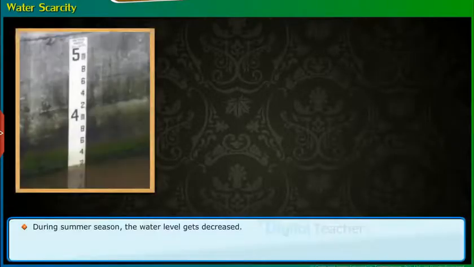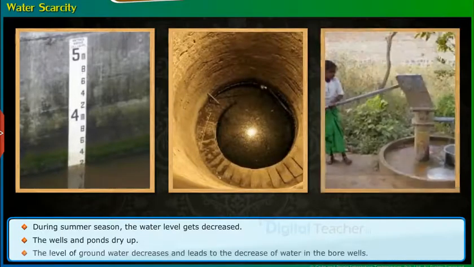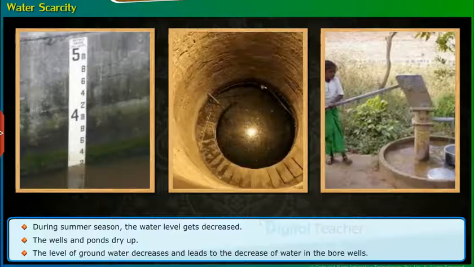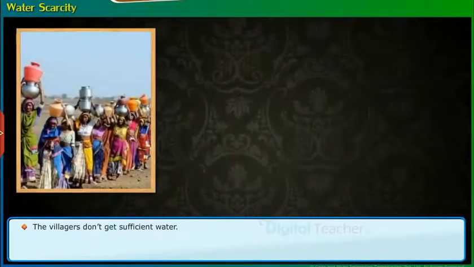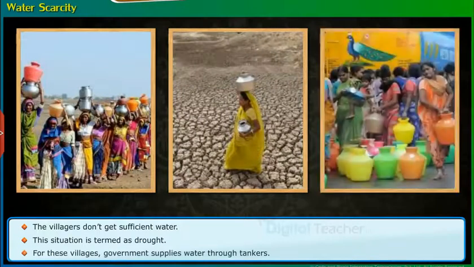Let us know the reason of water scarcity. During summer season, the water levels get decreased. The wells and ponds dry up. The level of groundwater decreases and leads to the decrease of water in the bore wells. The villagers don't get sufficient water. This situation is termed as drought. For these villages, government supplies water through tankers.